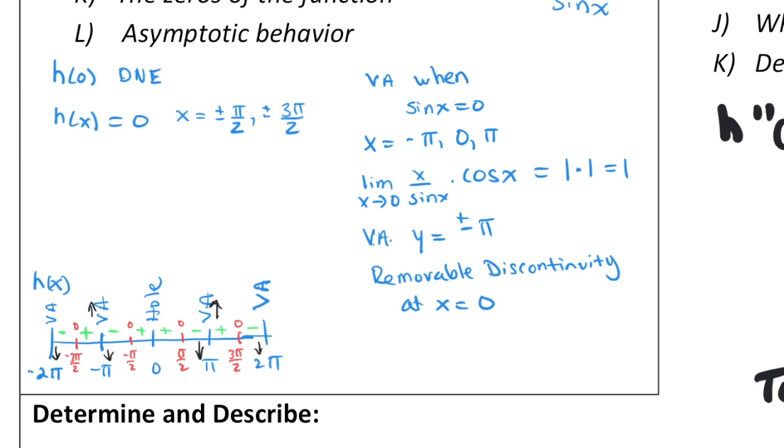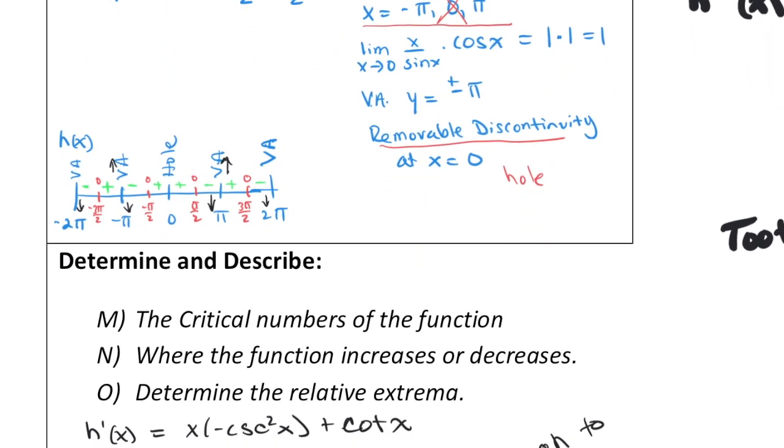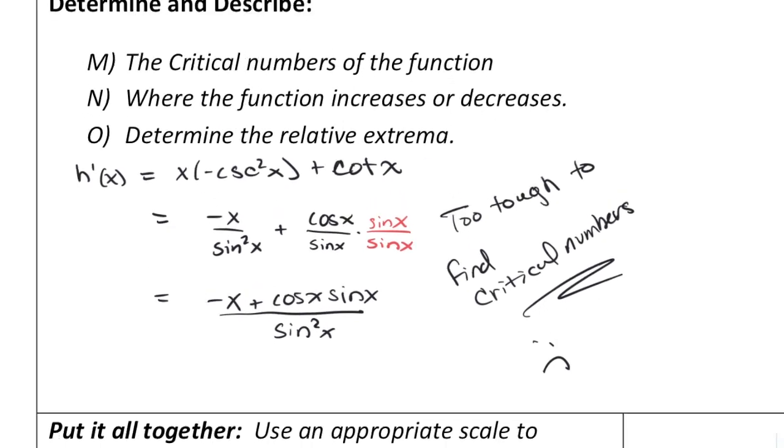So first you found your zeros, and you determined that they occurred at negative and positive pi over 2, positive and negative 3 pi over 2, and that h of 0 did not even exist. Next, you examined your vertical asymptotes. Perhaps you thought that you had a vertical asymptote at negative pi, 0, and pi. But if you look closely, you actually do not have a vertical asymptote at 0. It is a removable discontinuity, or a hole at 0. So when you graph, you're going to have to build a hole at x equals 0.